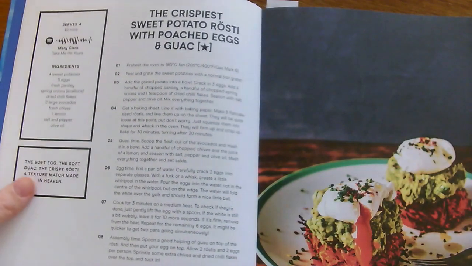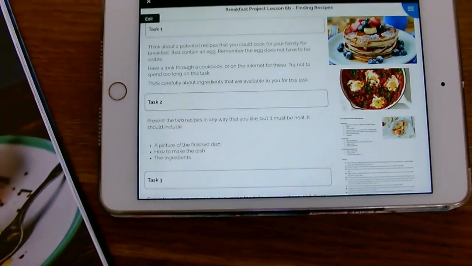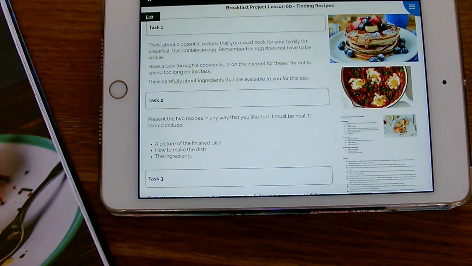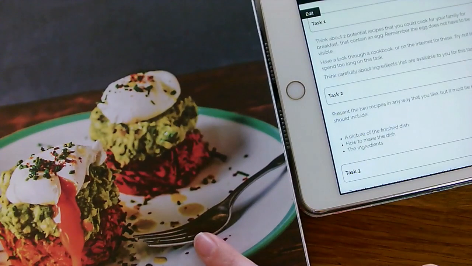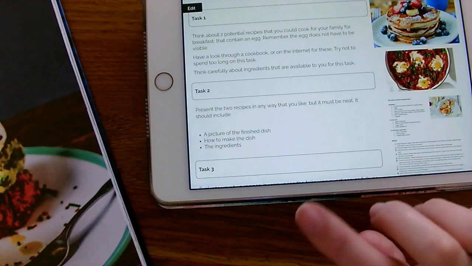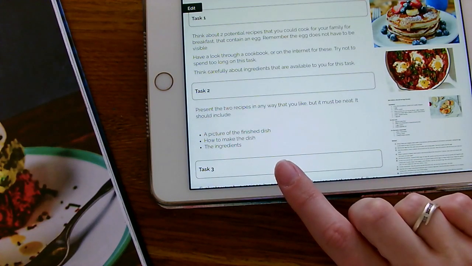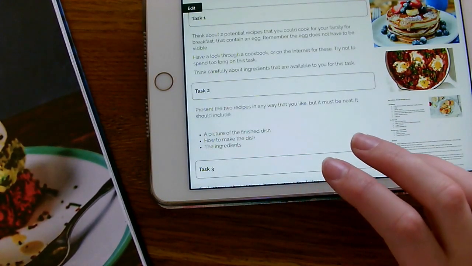So for task 2, it tells you here that you need to present the 2 recipes, so you're selecting 2, in any way that you like, but it must be neat and it should include the following information. So it should include a picture of the finished dish. Here in my cookbook I've got the picture of the finished dish, so that is pretty much sorted. How to make the dish, I've already shown you the instructions and the ingredients. So we just need those 3 things, and we need to collate those all onto a page that you can look at.